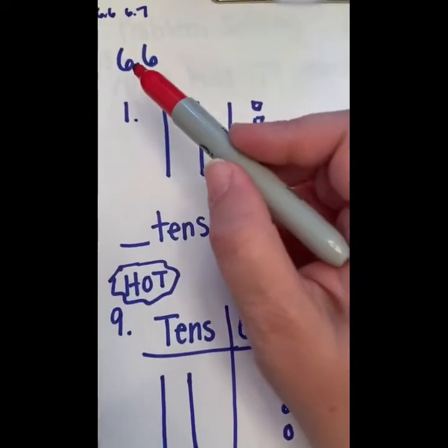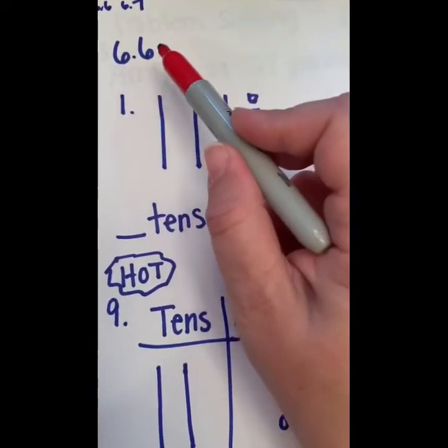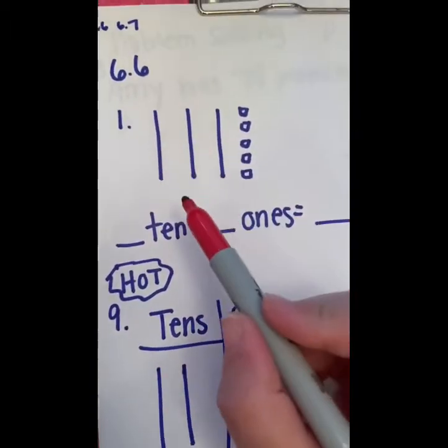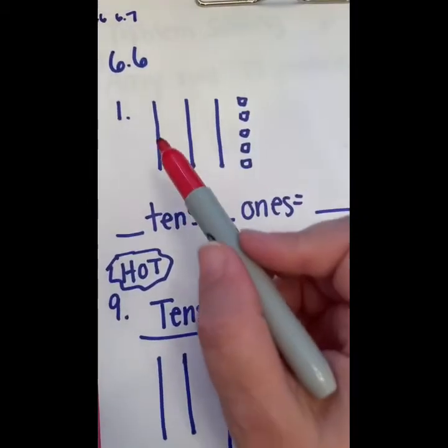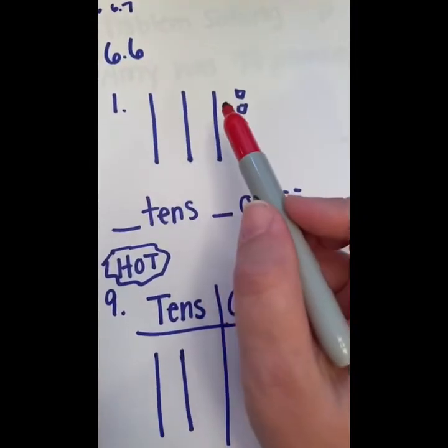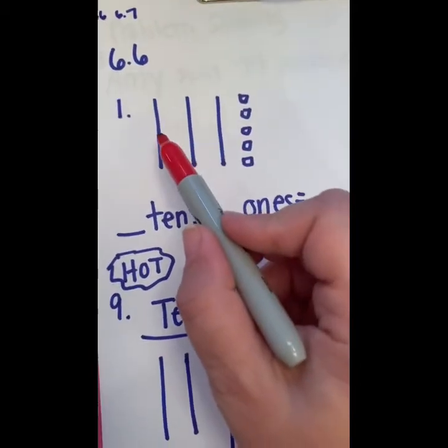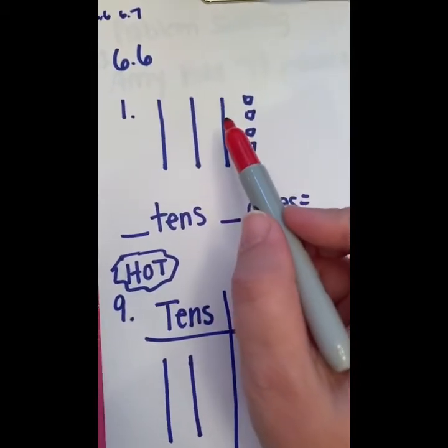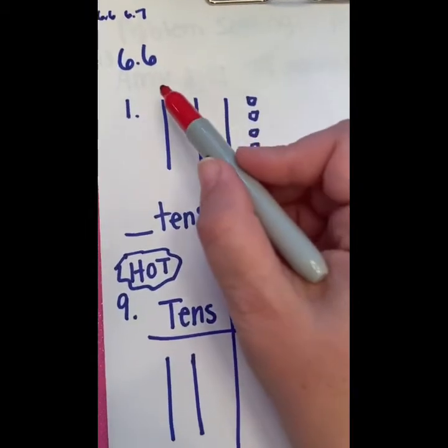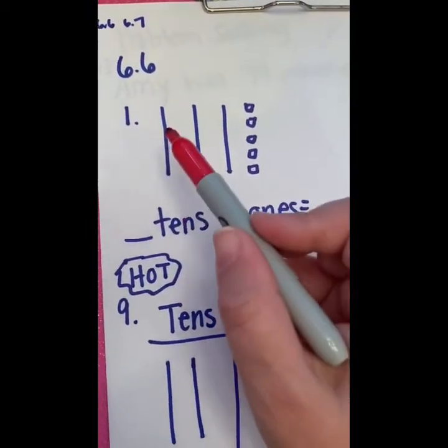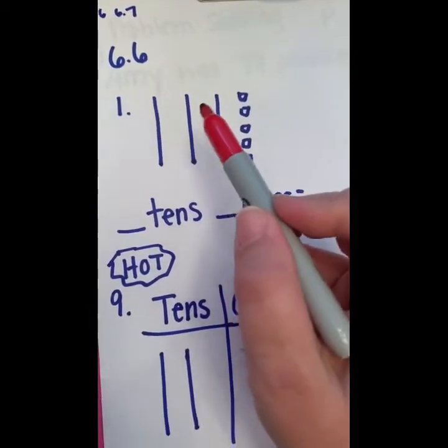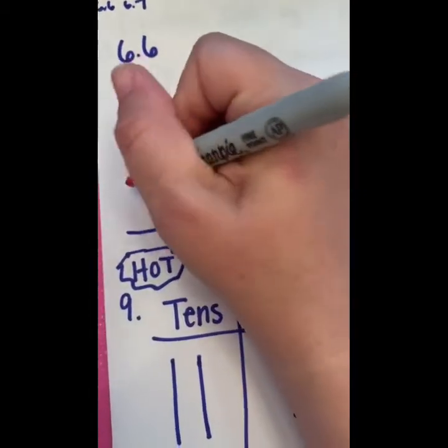So this problem is from page 6.6, number 1. They want us to count the tens and the ones. And all we have to do is count how many are there. So we count 1, 2, 3, which we also know as 10, 20, 30. But for this problem, they only want us to write how many tens are there. So we're going to write 3.